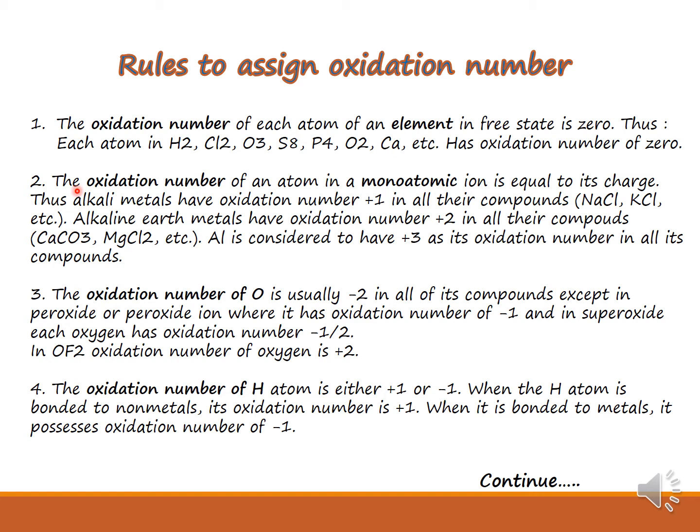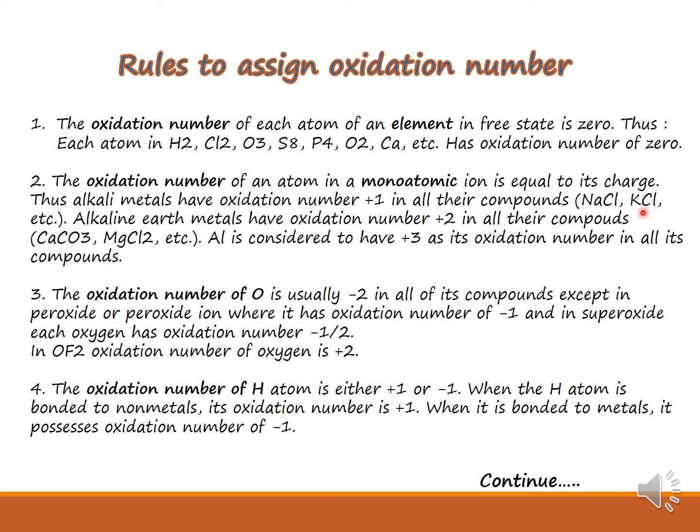Now the next rule. The next rule is saying the oxidation number of an atom in a monoatomic ion is equal to its charge. For example, if you have heard of alkali metals present in group 1, let's take two examples, sodium and potassium. Sodium and potassium are the metals which always acquire positive charge because they lose their electron to form ionic compounds like NaCl or KCl. So oxidation number of sodium in sodium chloride is +1. Oxidation number of potassium in potassium chloride is +1.